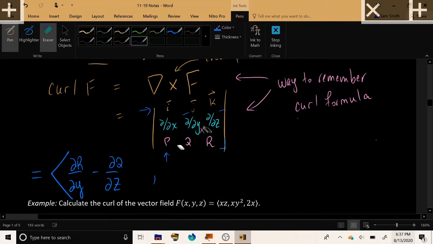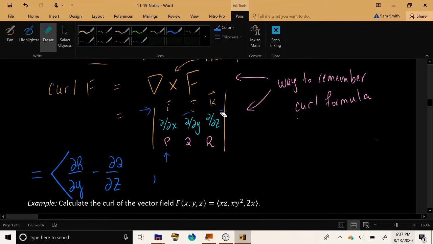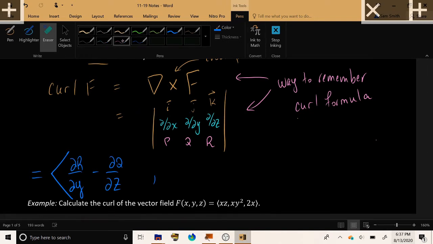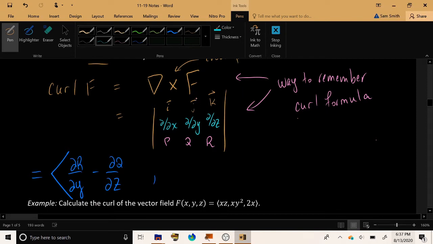Okay, let's try and just clean that up and remove those annotations that I made to help you see what I was looking at. Alright, now for the j component, what we do is we take the partial x in column 1 with R in column 2.